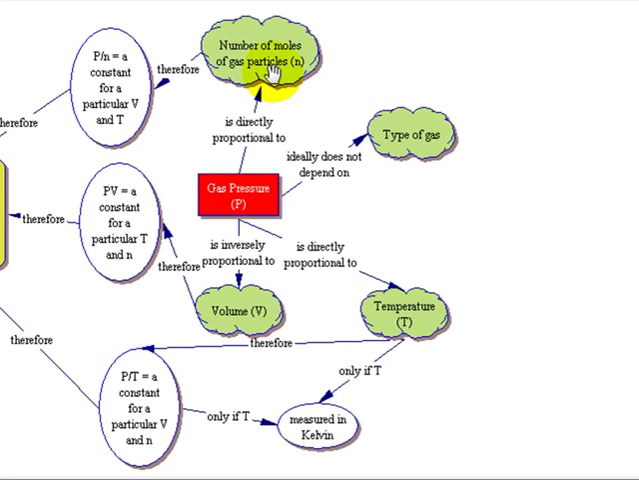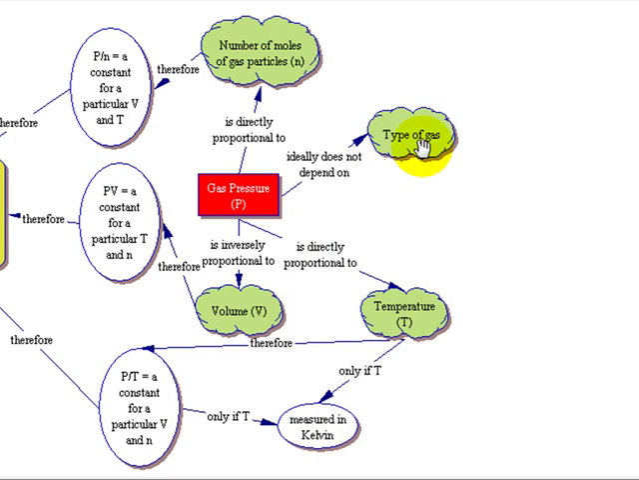Gas pressure is directly proportional to the number of moles of the gas particles N and inversely proportional to the volume of the gas. It's also directly proportional to the temperature as long as the temperature is measured in Kelvin. Gas pressure does not ideally depend on the type of gas.